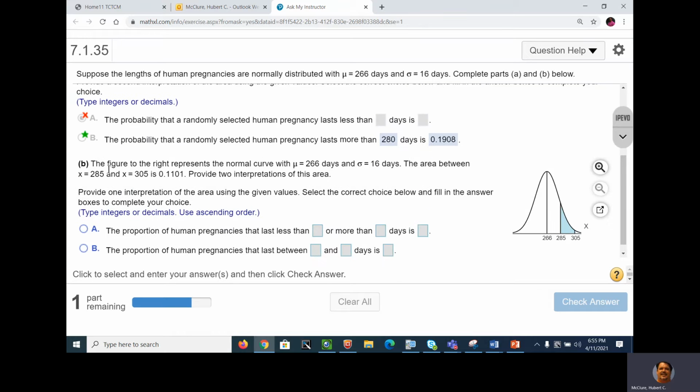But anyway, the figure to the right represents a normal curve with mean 280 and standard deviation 16 days. That's what we just drew. Okay. The area between X equal to 285 and X equal to 305 is 0.10. Okay, so now they're saying we're going to draw another curve. And they're saying with this curve, let me find another. Can't find my curves. Hold on a minute. Let me get a curve. There we go.